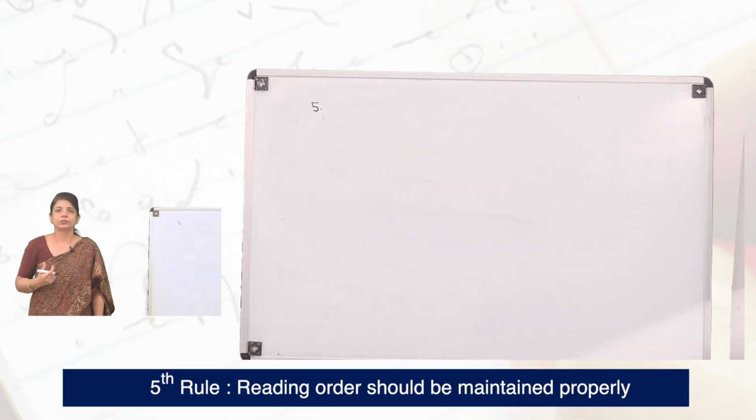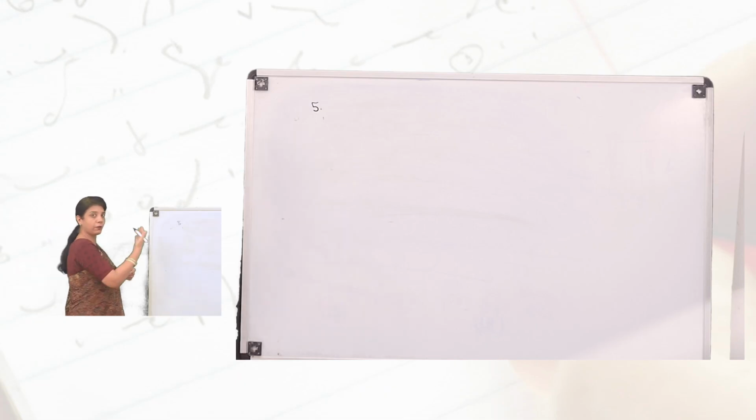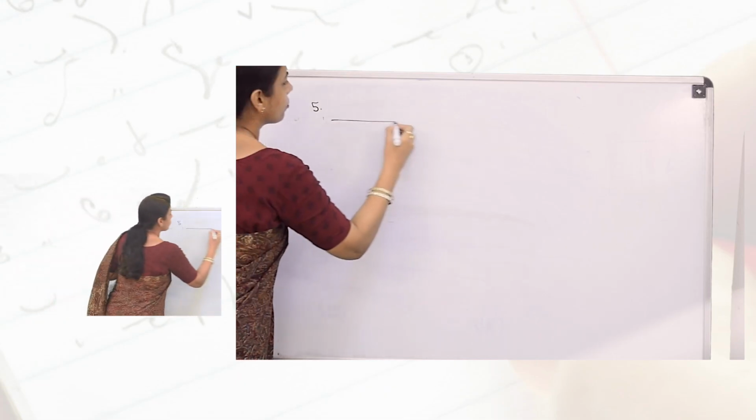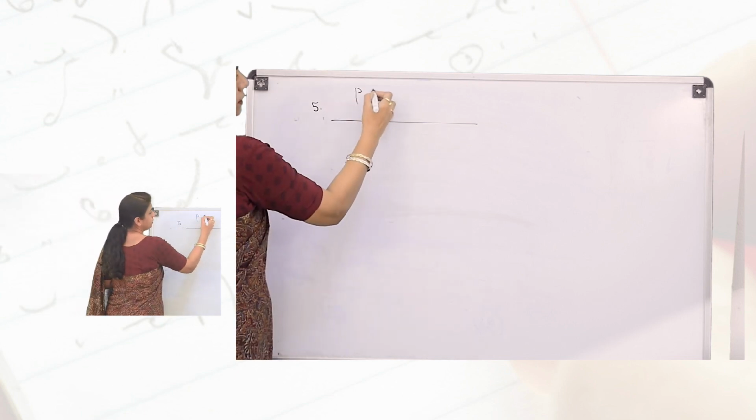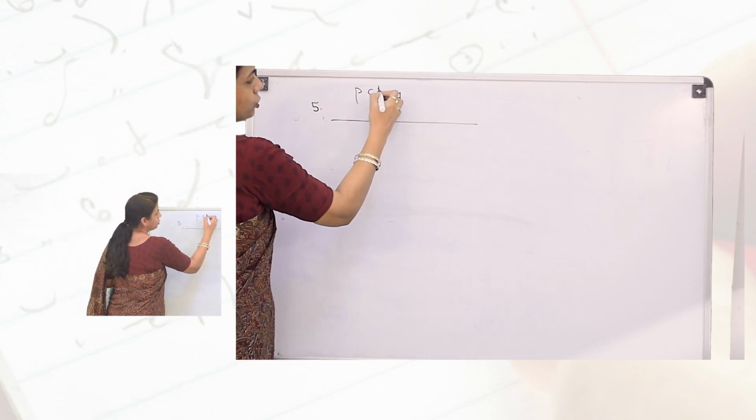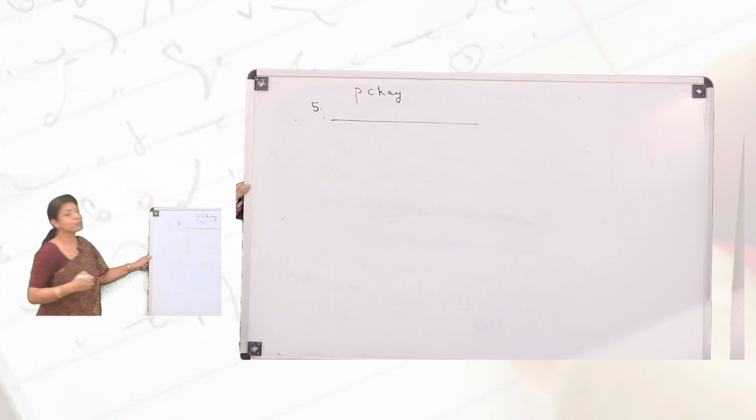Reading order should be maintained properly. Reading order has to be as per the writing order only. Now just look at the example, so it will be easily understandable. Just now we have done the joining of P and T. Now let's do the joining of P and Che.